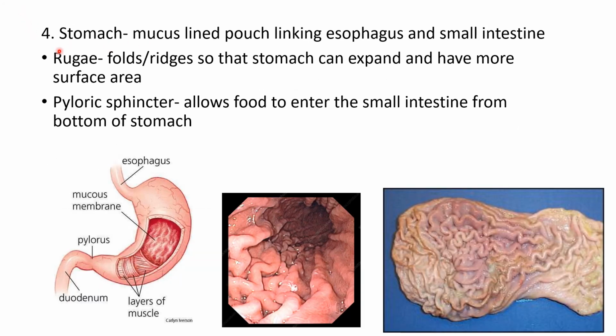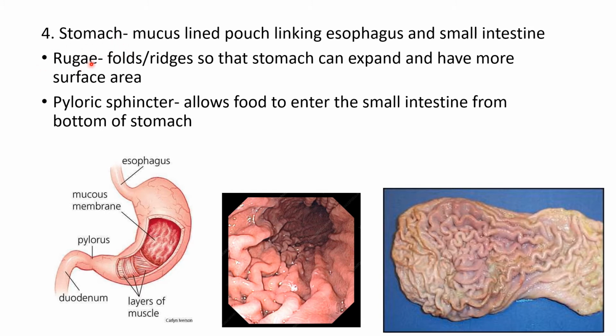Next, the food enters the stomach. This is basically just a mucus-lined pouch that is linking the esophagus and the small intestine. This is where the first major part of digestion occurs. There are a little bit of digestive enzymes found in your saliva that can start breaking down a little bit of carbohydrate, but the stomach is where the main digestion process begins.